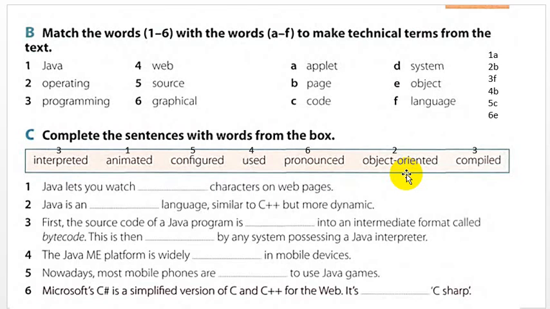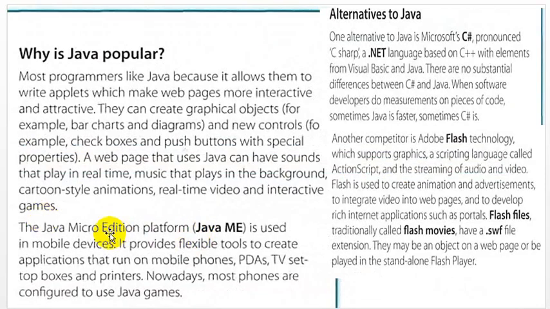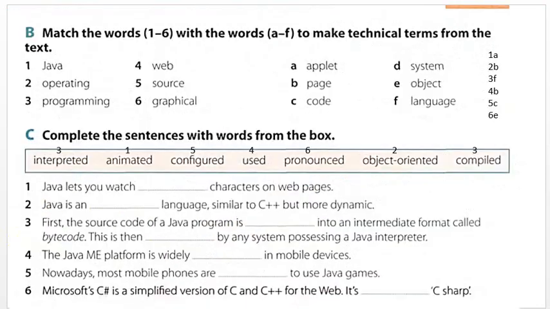The Java Micro Edition platform is widely used in mobile devices. Nowadays, most mobile phones are configured to use Java games. Microsoft C# is a simplified version of C and C++ for the web. It is pronounced C sharp.